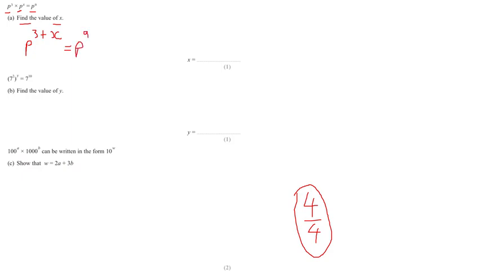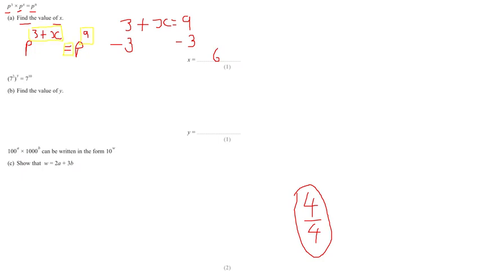Now, for this to be true, this means that 3 plus x must equal 9. So I'm going to subtract 3 on both sides. We get x equals 6 is our answer for our first one. We are essentially equating powers of p, because this is equal to each other, I can equate the powers of p.